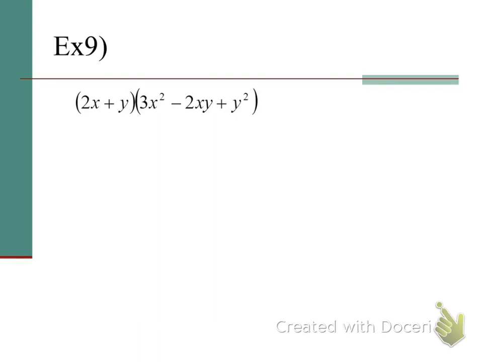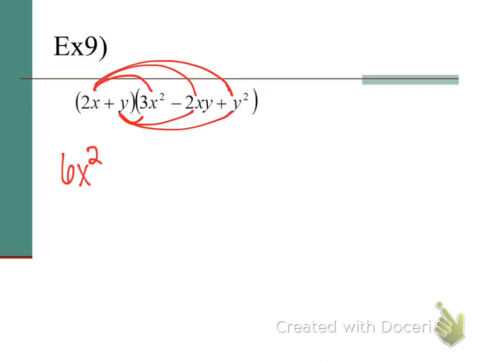What's different about number 9? We've got 2 different variables to work with, but that's fine. We're going to treat it the same way. We just might have to put a little more thought into our answers. We distribute 2x times 3x squared. What do we get? Good. 6x cubed. We take 2x times negative 2xy. 2 times negative 2 would be negative 4x squared y. Good.